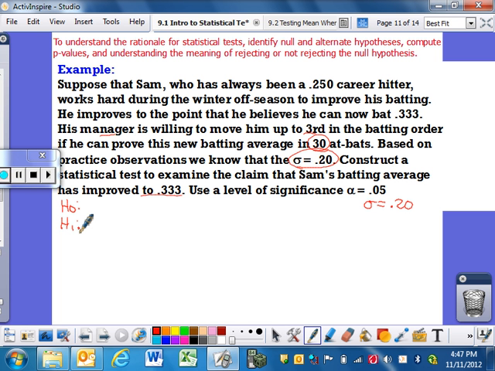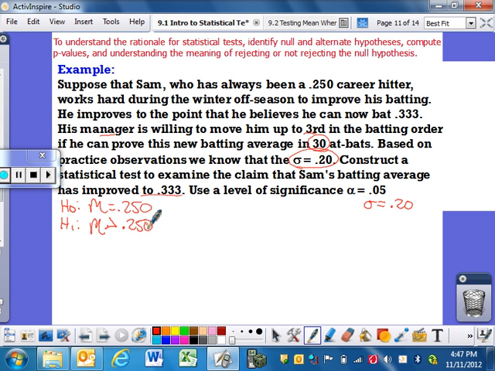The null hypothesis is he's always been what? A .250 career hitter, or a .250 hitter. So 1 out of every 4 at-bats this guy gets a hit. What does he believe with all of his hard work? That his average is going to increase. Now be careful. I just care that it's going to be greater than .250.